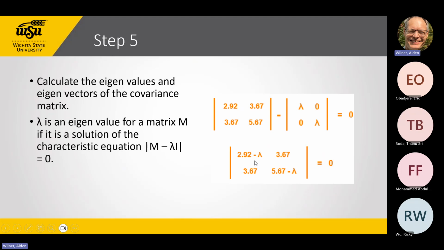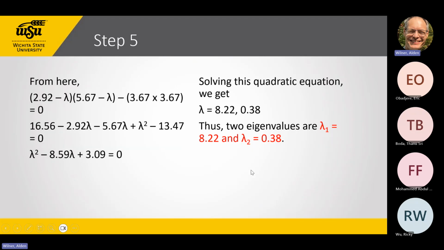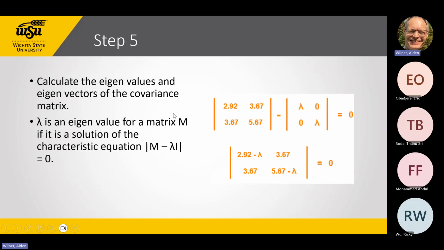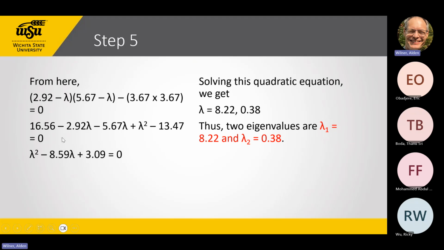Therefore, 2.92 minus lambda, 3.67, 3.67, 5.67 minus lambda equals 0. This is the determinant of the matrix, not the matrix itself. We have just vertical lines here, right? To calculate the determinant, we multiply the diagonals and subtract the anti-diagonals. 2.92 minus lambda times 5.67 minus lambda, minus 3.67 times 3.67. We get a quadratic equation: lambda squared minus 8.59 lambda plus 3.09 equals 0. So we can use the quadratic formula to solve that.